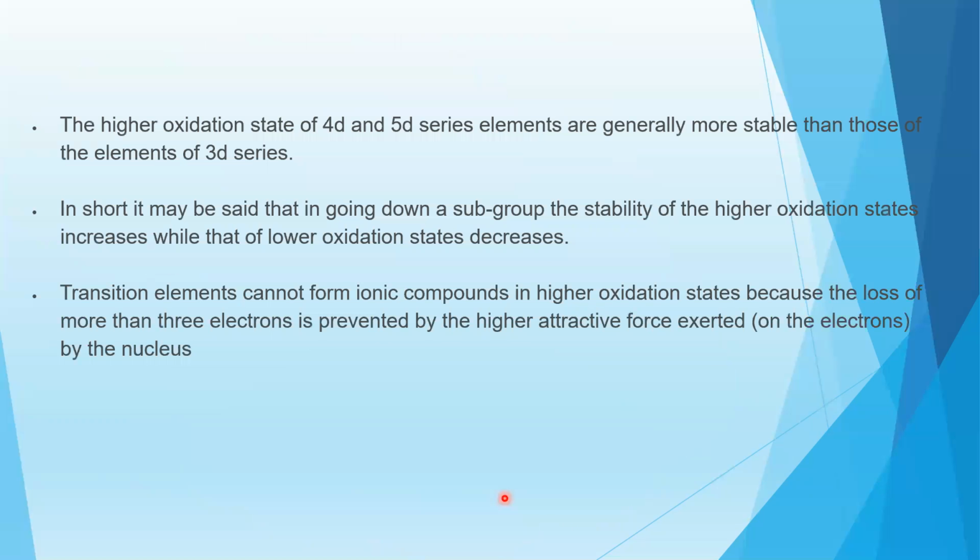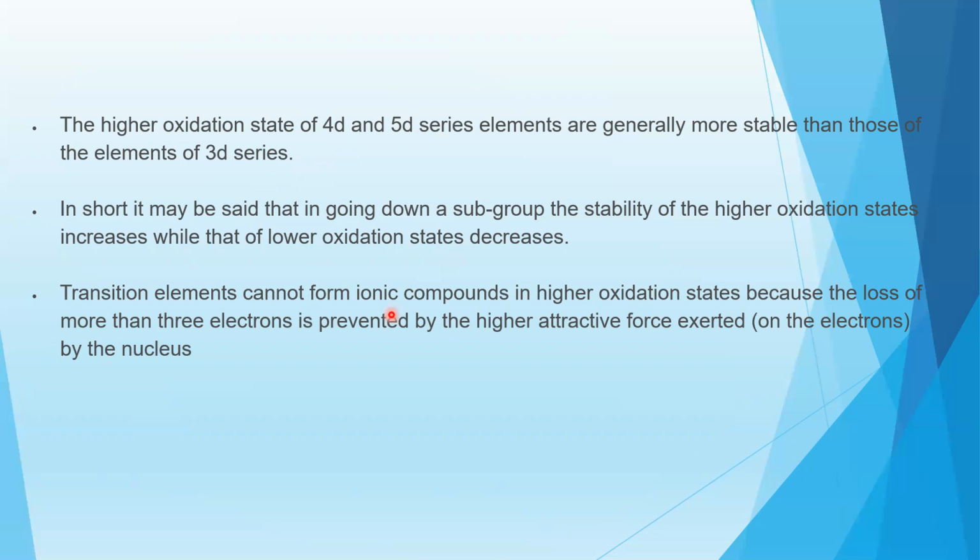Oxidation states. The higher oxidation states of 4d and 5d series elements are generally more stable than those of the elements of the 3d series. In short, it may be said that in going down a subgroup, the stability of the higher oxidation states increases, while that of lower oxidation states decreases.